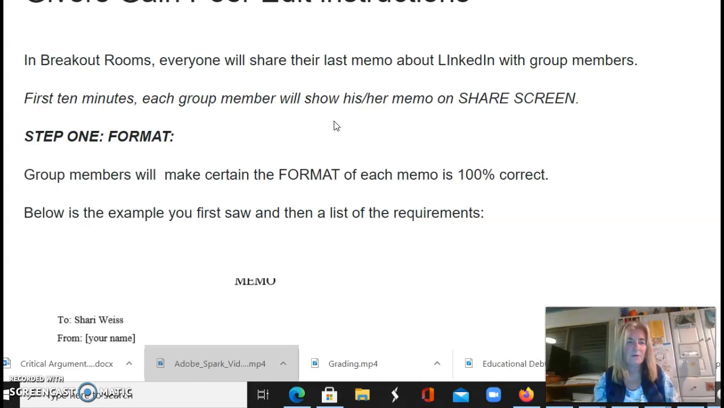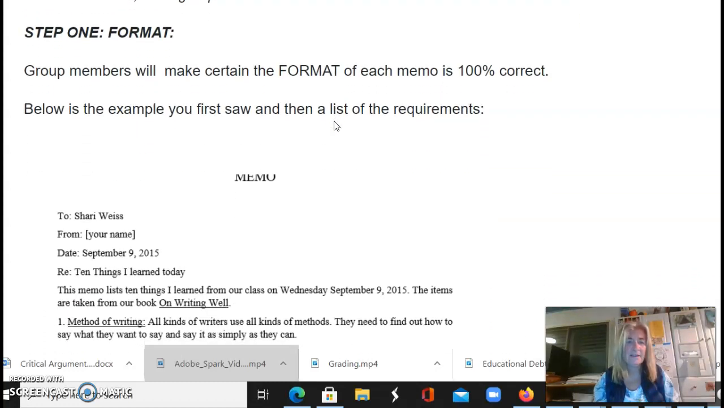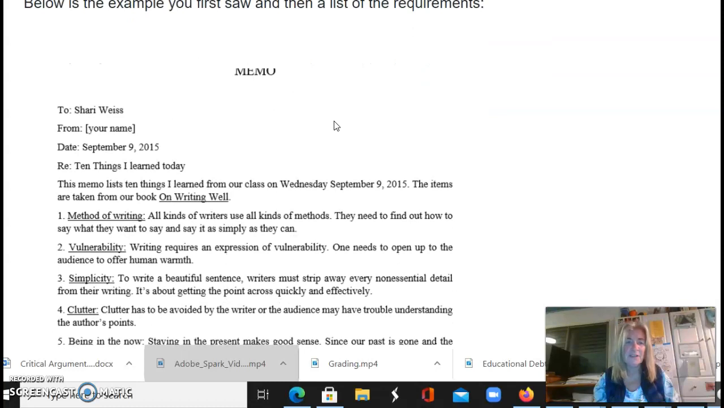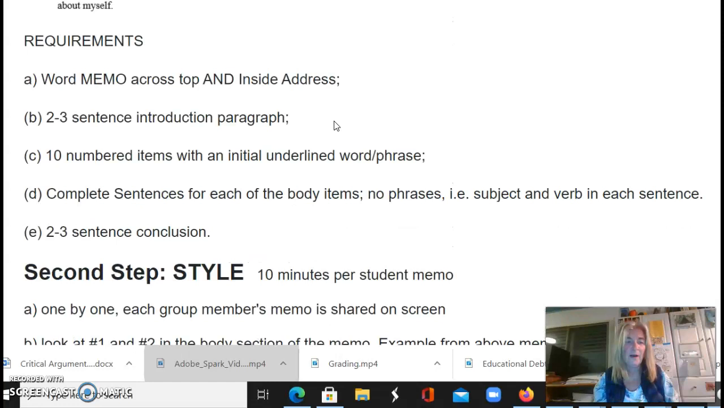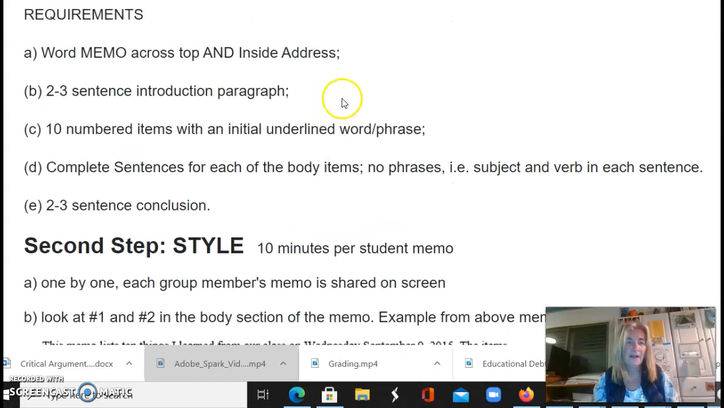And their group of 4 members looked over the format. I did provide an example, as was suggested. This is the one they saw earlier in the semester. And then the requirements were the following about the introduction, conclusion, etc. And so the group then looked at everybody's format to make sure it was correct.